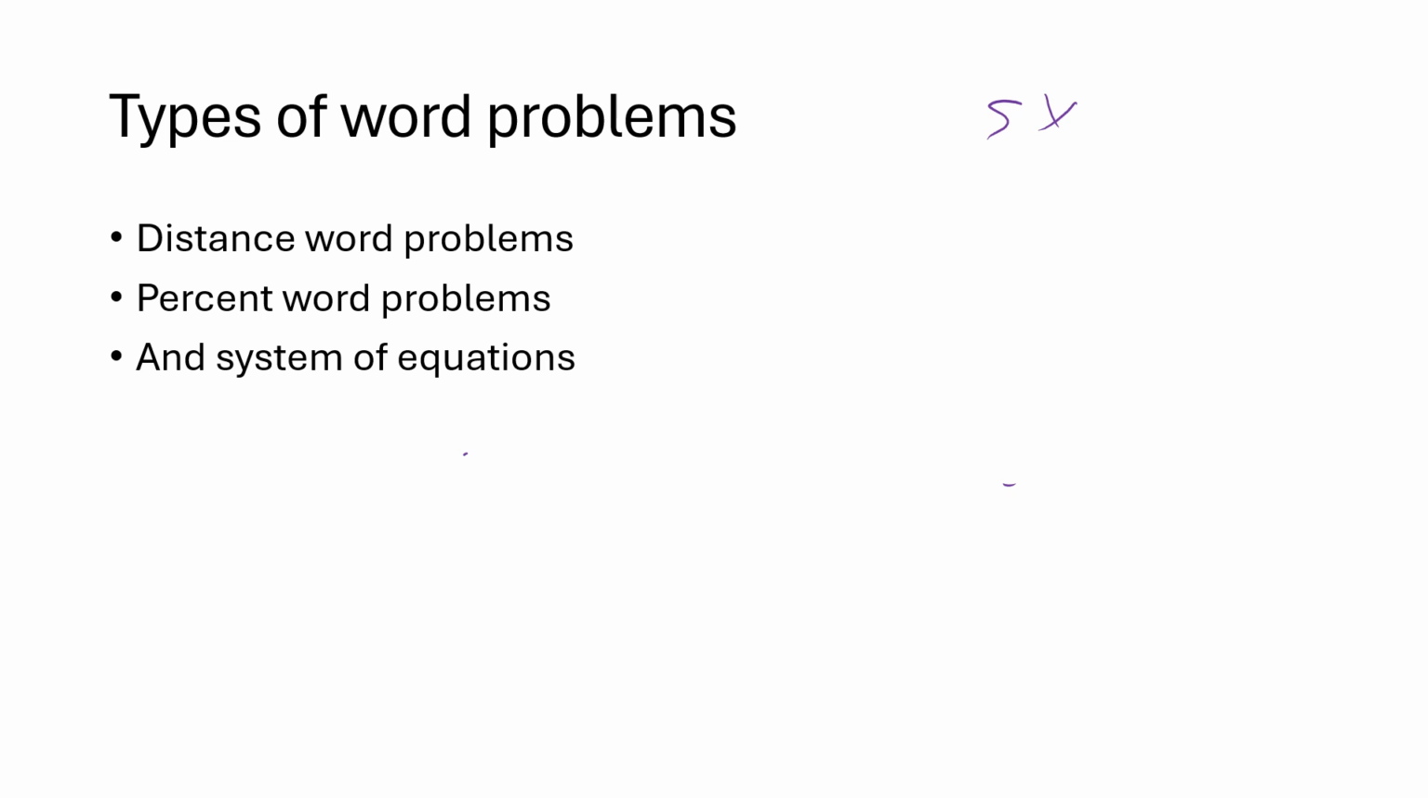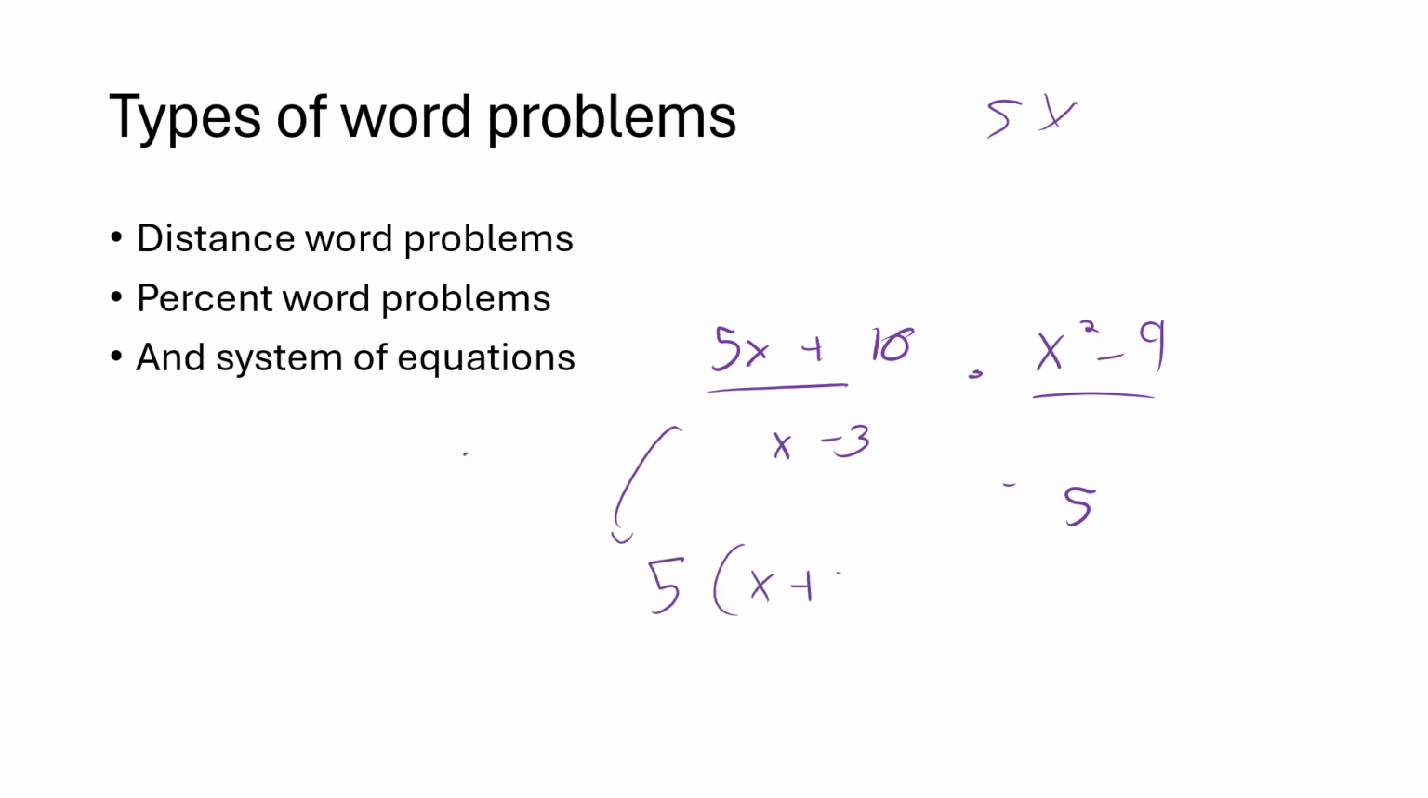So yeah, we have this last one, which is going to be 5x plus 10 over x minus 3 times x squared minus 3 over x squared minus 9, my bad, x squared minus 9 over 5. Here, let's do the same thing we've been doing these past times. 5x plus 10 can be simplified if we take out 5, which becomes x plus 2 over x minus 3.